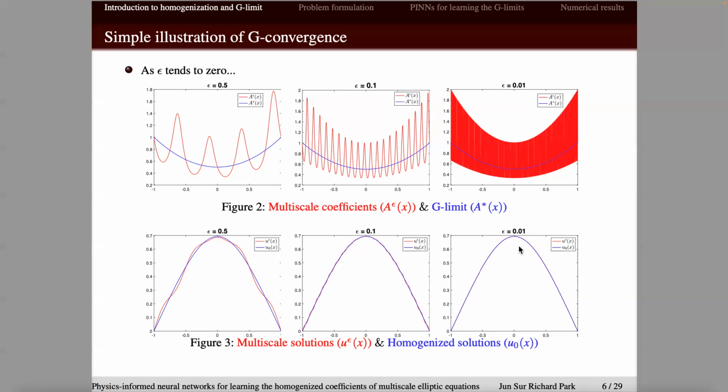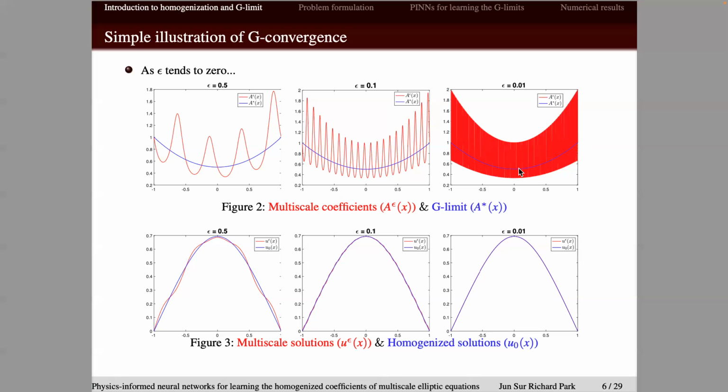If you look at this picture with epsilon equals 0.01, we can see that the red line and blue line almost coincide, which means that our red multiscale solution is very, very close to our homogenized solution. So instead of solving this problem with the red multiscale coefficient with heavy oscillation, if we can find this blue line G-limit, then we can solve this problem with the smooth G-limit, which is much easier and cheaper.